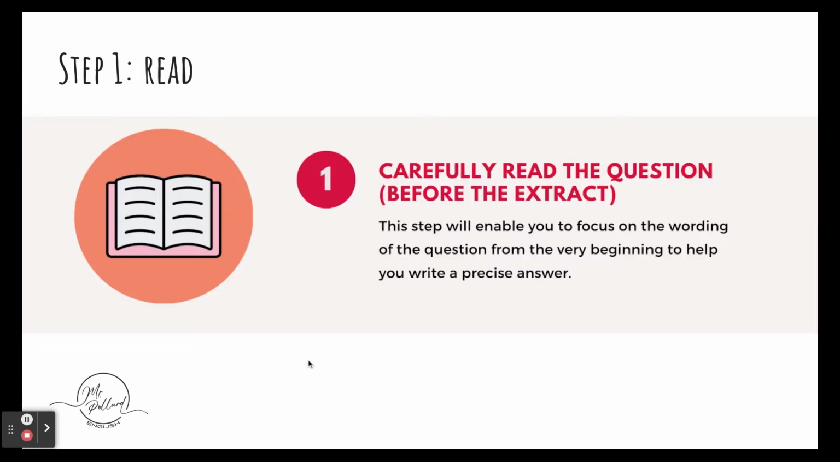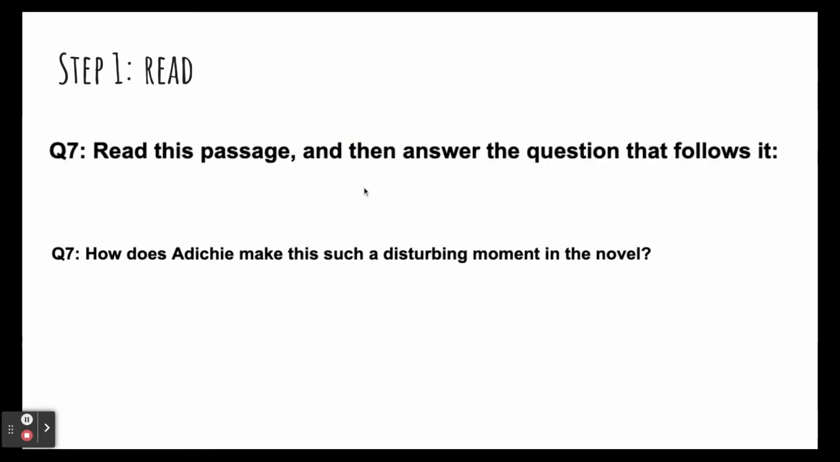So step 1 then is to carefully read the question before you read the extract. Now, why do you do this? This step's going to enable you to focus on the wording of the question from the very beginning to help you write a really precise answer. So let's read the question. Read this passage and then answer the question that follows it. Then you have, of course, the passage, and then the question is, how does Adichie make this such a disturbing moment in the novel?